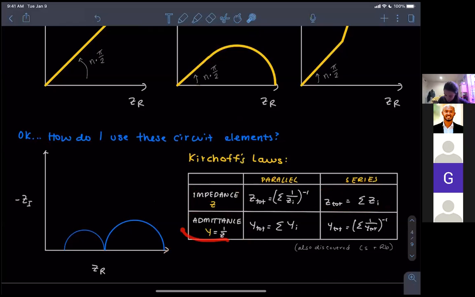And then admittance is just the inverse of impedance. So it's just something that represents the inverse. It's useful in other scenarios. And again, then you just get the inverse relations for parallel and series. And then I wanted to note that Kirchhoff also discovered cesium and rubidium, if anybody cares.